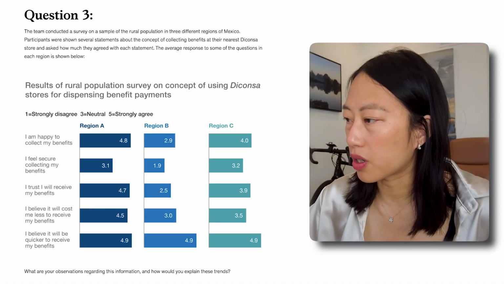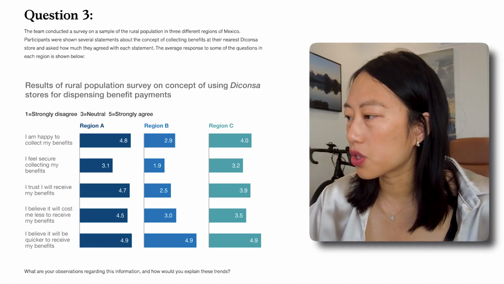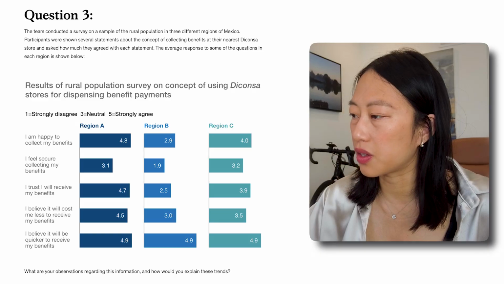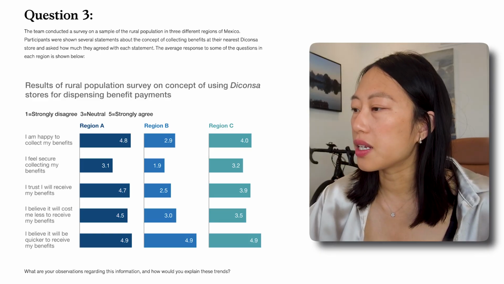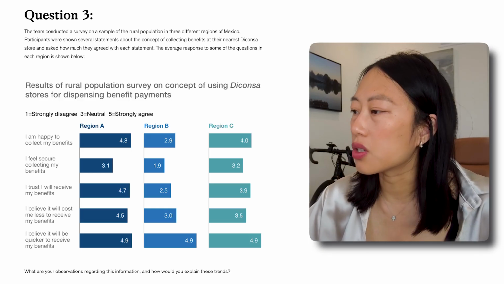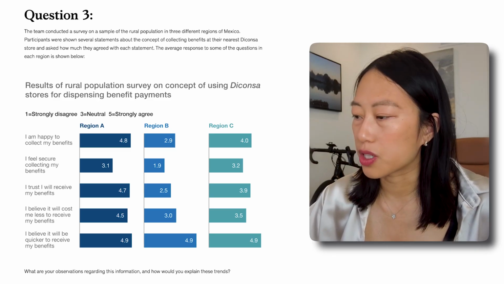The next question is a qualitative analysis. The team conducted a survey on a sample rural population in 3 different regions of Mexico. Participants were shown several statements about the concept of collecting benefits at their nearest DeCosa stores and asked how much they agreed with each statement. The average response to some of the questions in each region is shown below. What are your observations regarding this information, and how would you explain the trends?